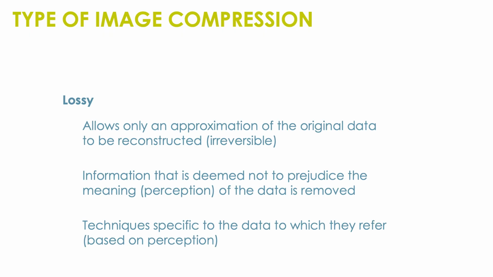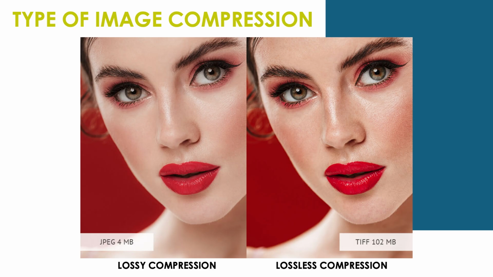And the last one, the lossy compression, provides an approximation of the original image by discarding data deemed less significant, balancing file size and perceived quality. Techniques are specific to the data to which they refer, being based on perception. Here you can notice the difference between the application of the lossy compression algorithm in the specific JPEG and the lossless compression algorithm in the specific TIFF. The lossy compression algorithm discarded several details related to the image fine definition. However, the main content is not compromised, as we can see here.